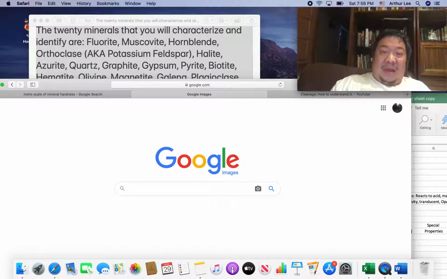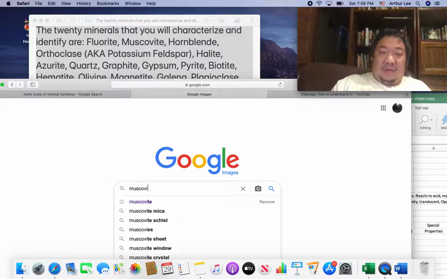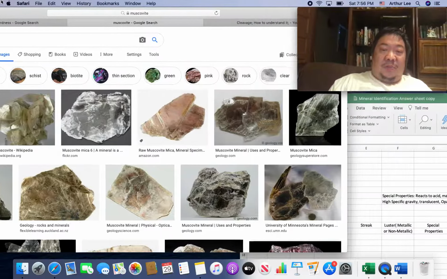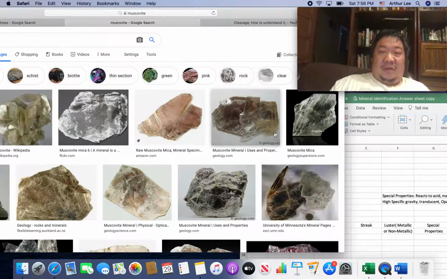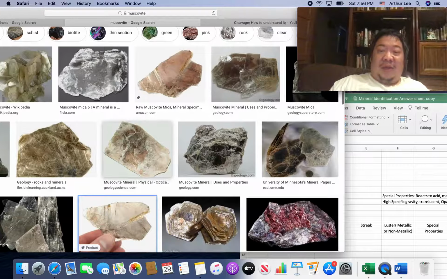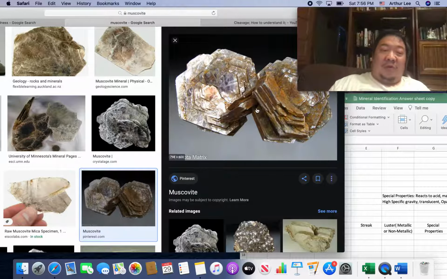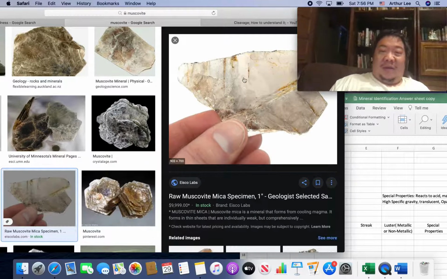And that is muscovite. Here shows you some pictures of muscovite. Muscovite breaks off in sheets, so it has one direction of cleavage. It breaks off in sheets. It's flexible. It's very lightweight.